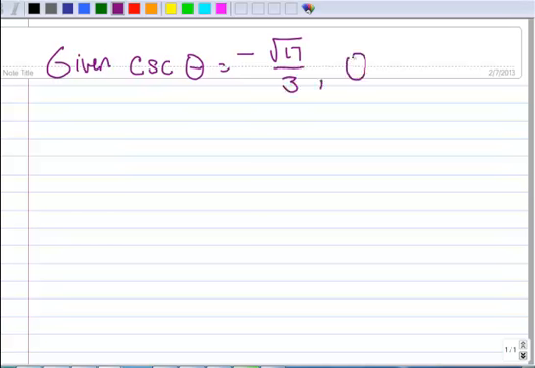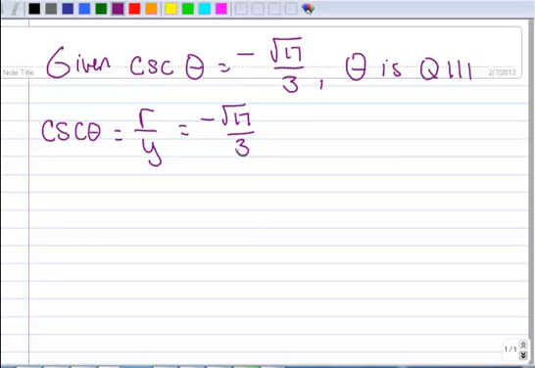So we're going to be given the cosecant of some angle is negative square root of 17 over 3. And we're going to be told that theta is in quadrant 3. And we want to find the other 5 trig ratios. So you know that the cosecant is r over y. So you know that's negative square root of 17 over 3.